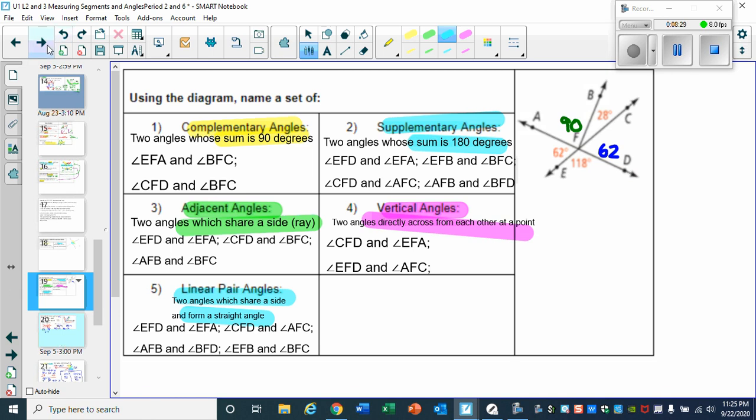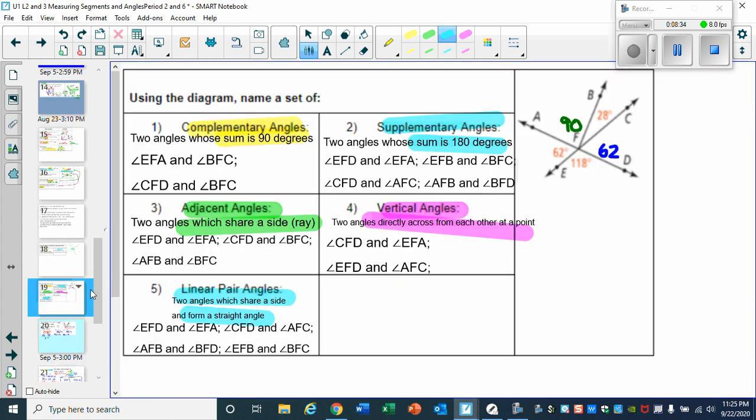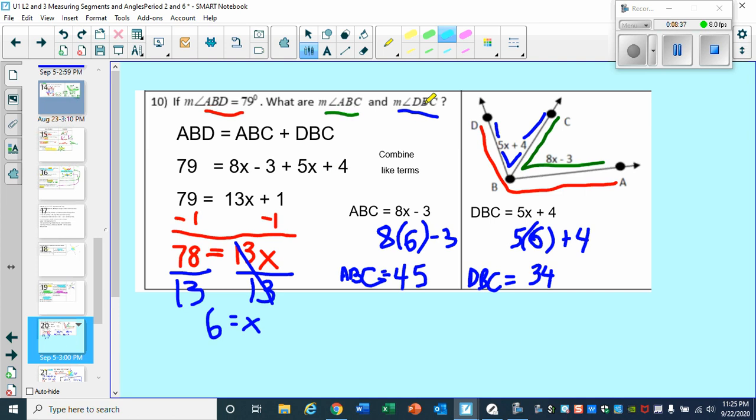Okay. Now we're going to go over some more angle problems. So for instance, we're going to continue notes. So this first example, we're saying if ABD, which is this big angle here, equals 79, and it's the sum of the smaller angles, ABC and CBD. Now, ABC is 8x minus 3, and 5x plus 4 is DBC, or CBD, doesn't matter.